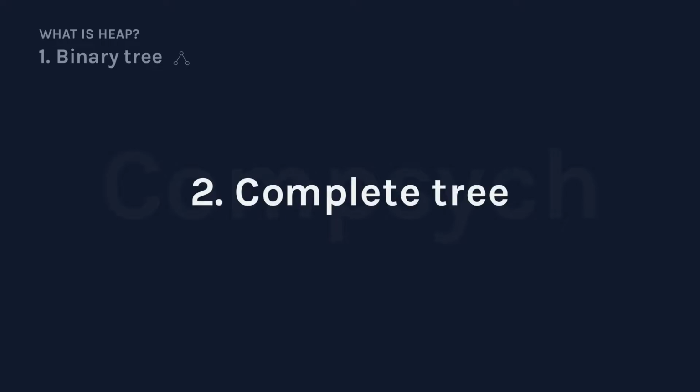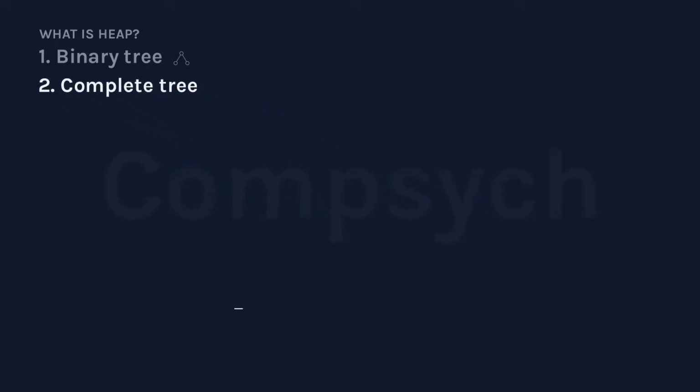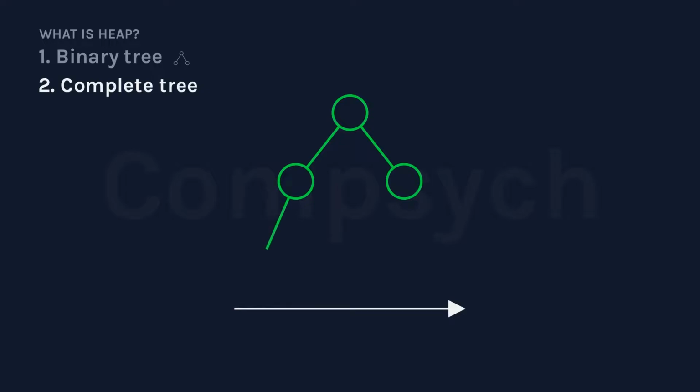What is a complete tree? It's a tree filled from left to right, from top to bottom. Now I'm filling from left to right. Whenever you pause this video, what you see is a complete tree. You cannot fill in the next level if the current level is not full.